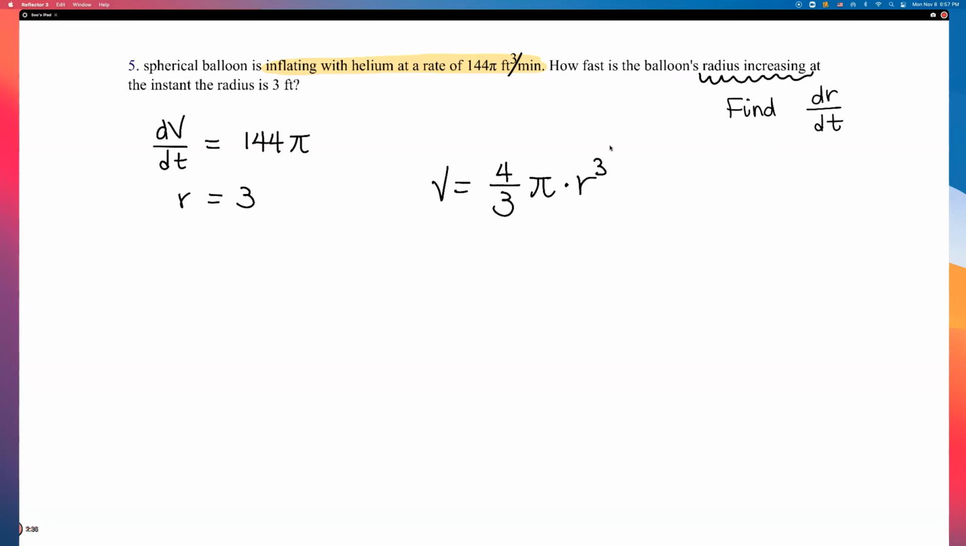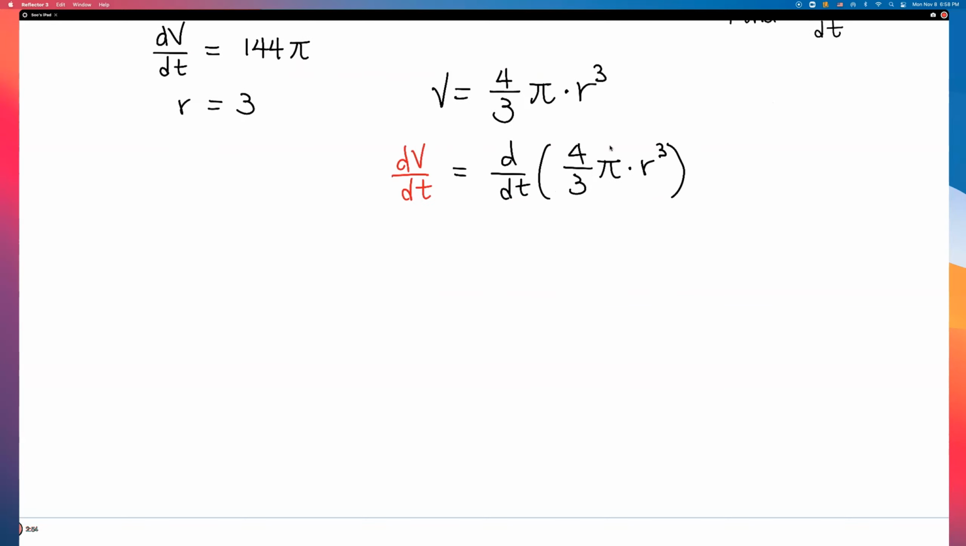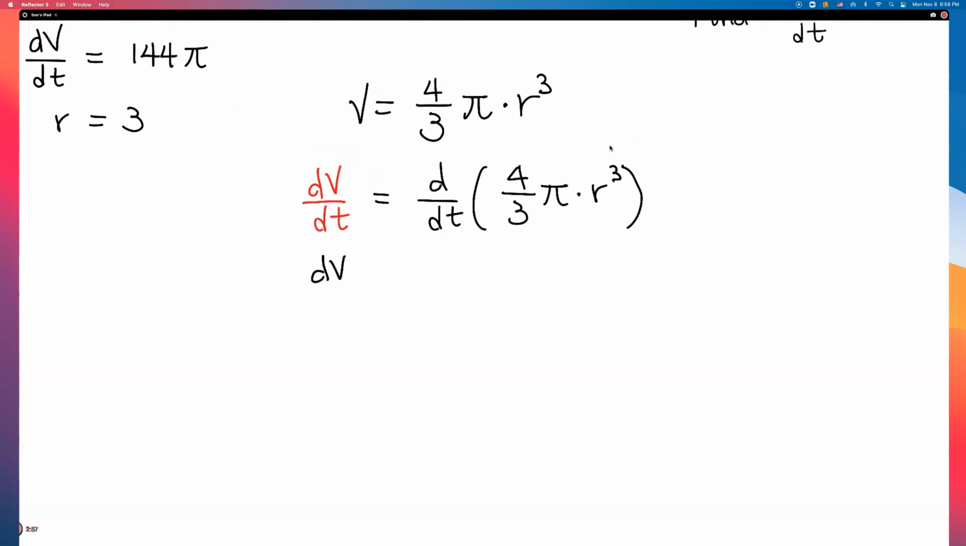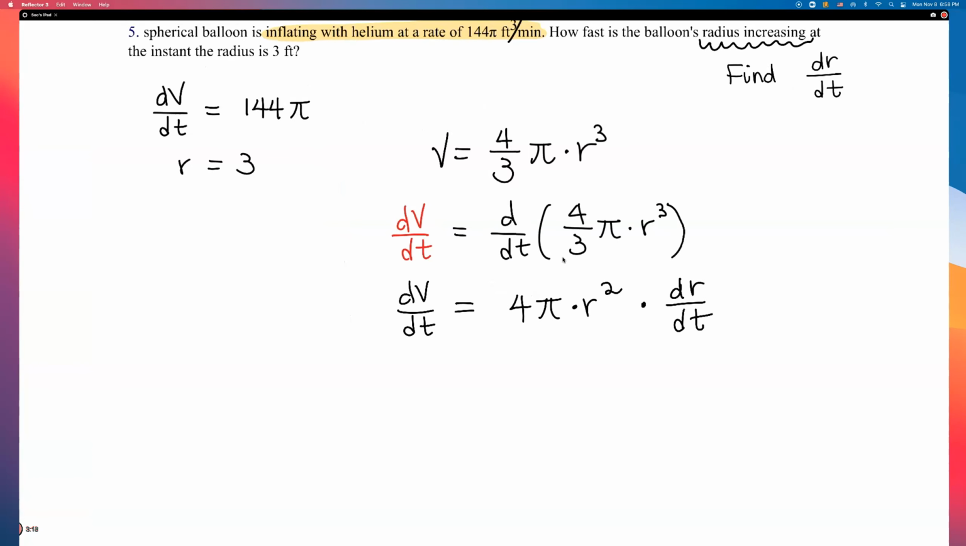What are we going to do? We're going to go ahead and differentiate this with respect to time. So, guess what? The left-hand side will just be dV/dt, and the right side will be equal to the derivative of 4/3 pi times r cubed with respect to t. So let's go ahead and work on the right-hand side. I'm going to multiply this 4/3 by 3, and that's going to give me 4, right? So 4 pi r squared. The exponent goes down by 1, and don't forget to multiply this by dr/dt. Okay, all right, I think we have everything to plug in.